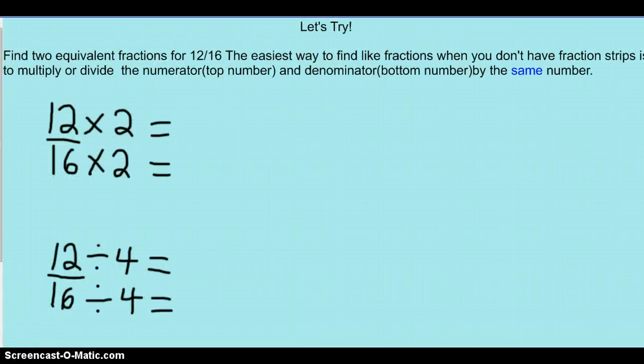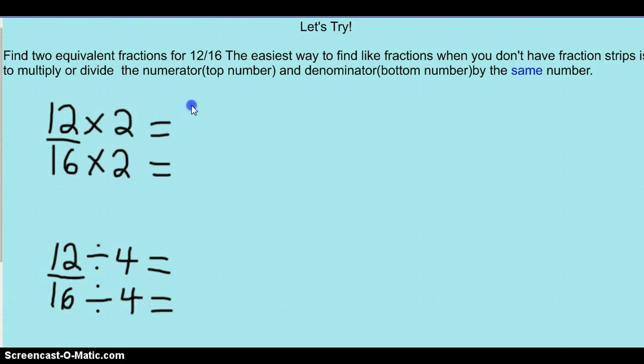Let's try. Find two equivalent fractions for 12/16. The easiest way to find like fractions when you don't have fraction strips is to multiply or divide the numerator, which is the top number, and denominator, which is the bottom number, by the same number. Let's do 12/16. 12/16 times 2. Both the numerator and denominator are multiplied by 2.